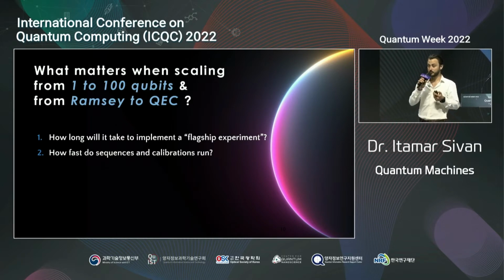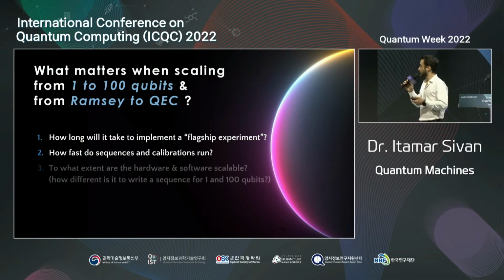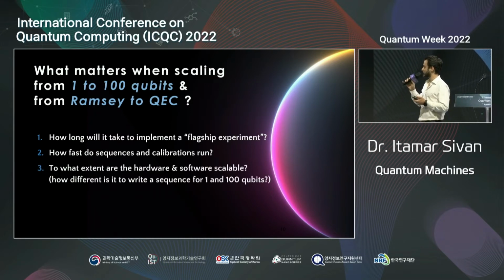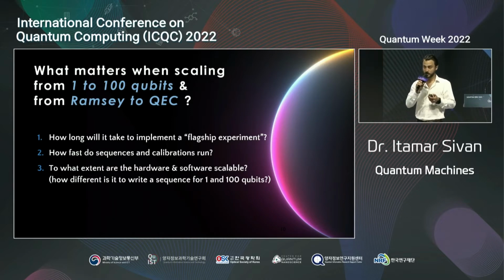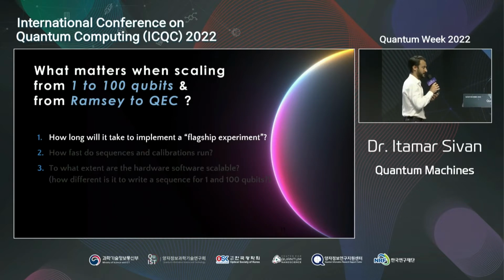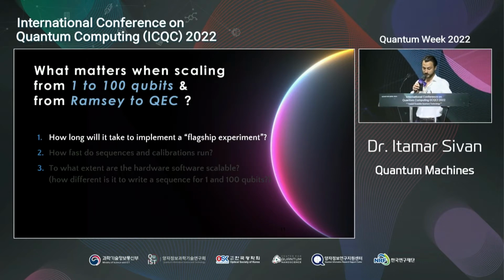This is an extremely important question, because sometimes for calibrations, a factor of 25 may mean the difference between 2 weeks and a year, right? And the third question is, to what extent are the hardware and software scalable? Namely, how different is it to write a sequence and run a sequence for 1 and 100 qubits. So we're going to talk briefly about each and every one of these aspects, and I'm going to start with this first one.